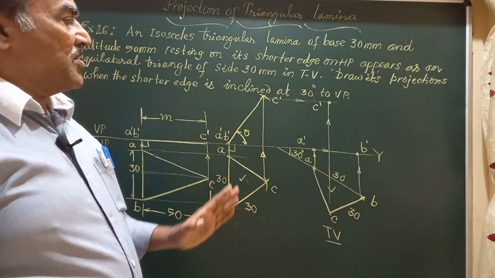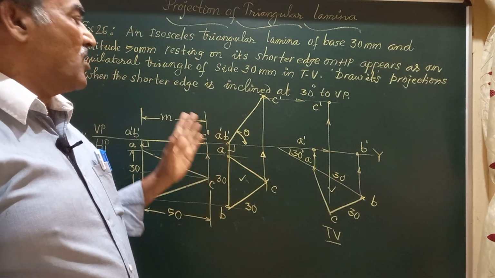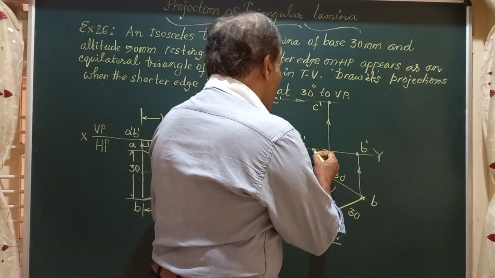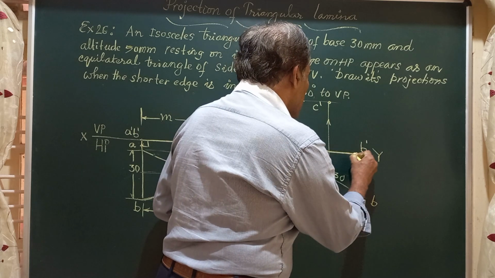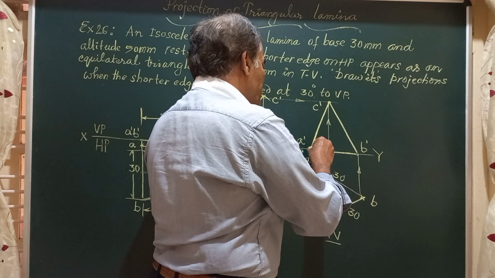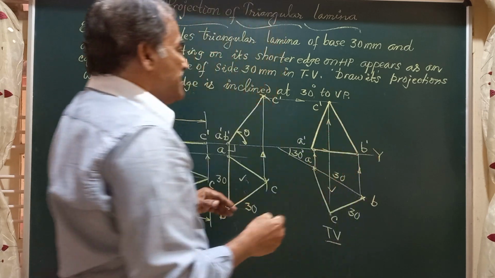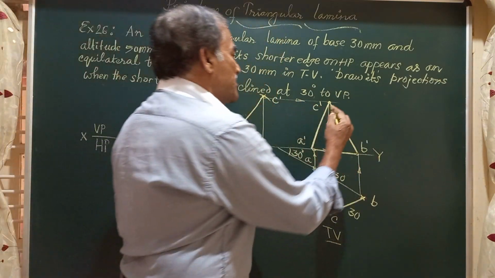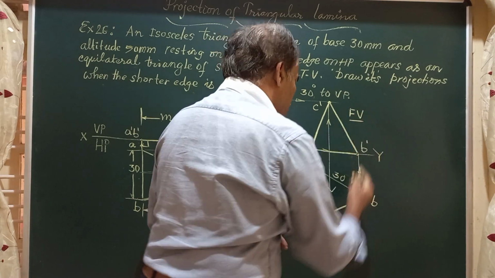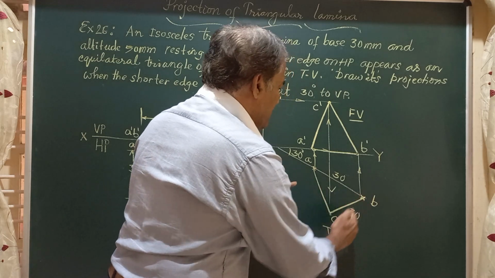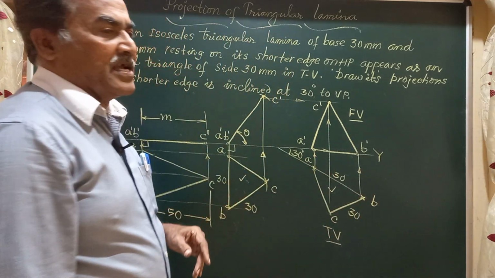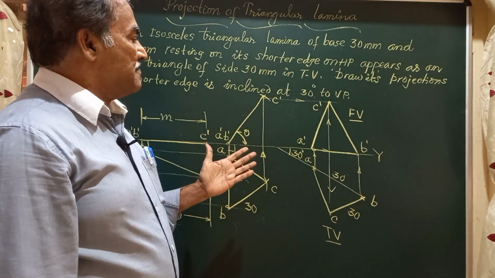So here we have got all the three corners of this lamina. We will join these by straight lines. So join A dash, B dash, B dash to C dash, C dash to A dash. Friends, this figure A dash, B dash, C dash will give you the final front view of the lamina corresponding to the top view ABC, wherein the side AB is inclined at an angle of 30 degrees with the vertical plane.